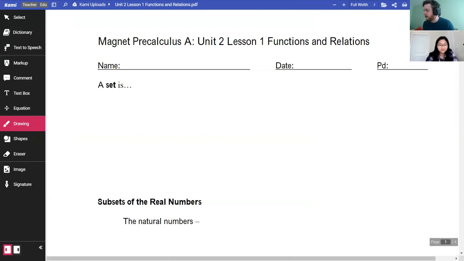All right, let's go ahead and get started. Unit 2, Lesson 1, Functions and Relations. So a set. Mrs. Contreras, when I say what a set is, do you think that you can just nonchalantly say the definition? I think that I can try and then probably get corrected. But that's okay, because trying and getting things wrong is better than not trying at all, and then never knowing.